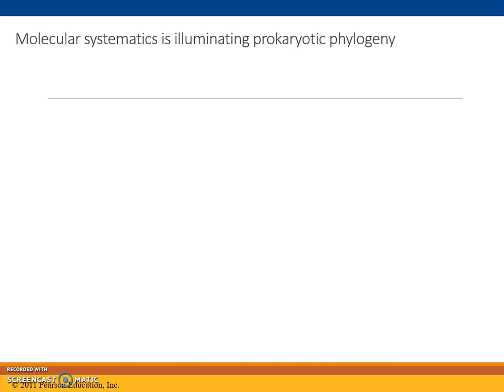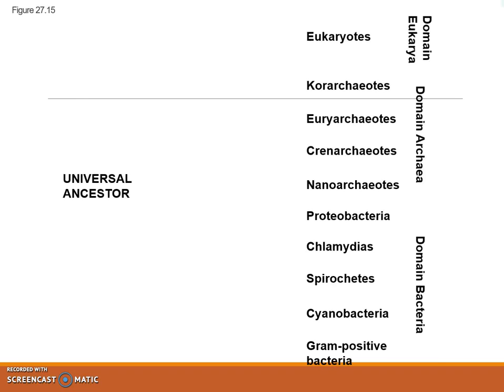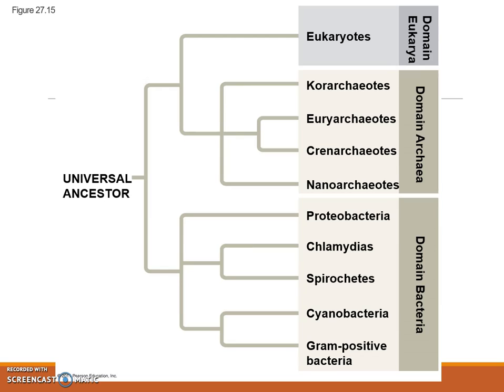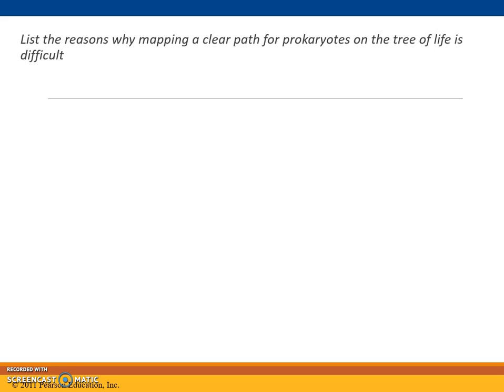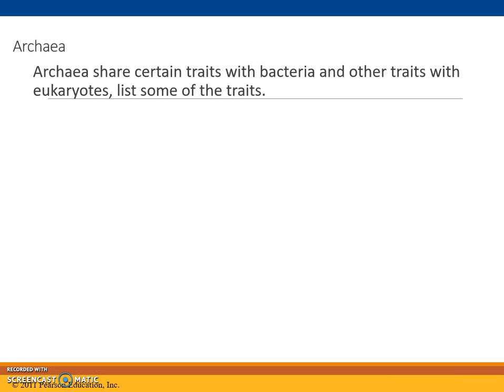Molecular systematics is illuminating prokaryotic phylogeny. That means how the whole kingdom, archaea, is divided up. Here's a picture. You can pause and study this. Here's another question for you. Based on the previous one, answer this question. Archaea share certain traits with bacteria and other traits with eukaryotes.